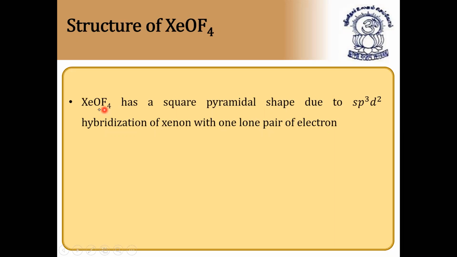Next, xenon oxygen tetrafluoride. Xenon oxygen tetrafluoride has a square pyramidal shape due to sp3d2 hybridization of xenon with one lone pair of electrons. Actually, xenon has 8 electrons. So 6 electrons go to the fluorines and 2 electrons with oxygen, as the xenon-oxygen double bond means 2 more electrons have gone. So the remaining 2 electrons will be like this. It has one lone pair of electrons.